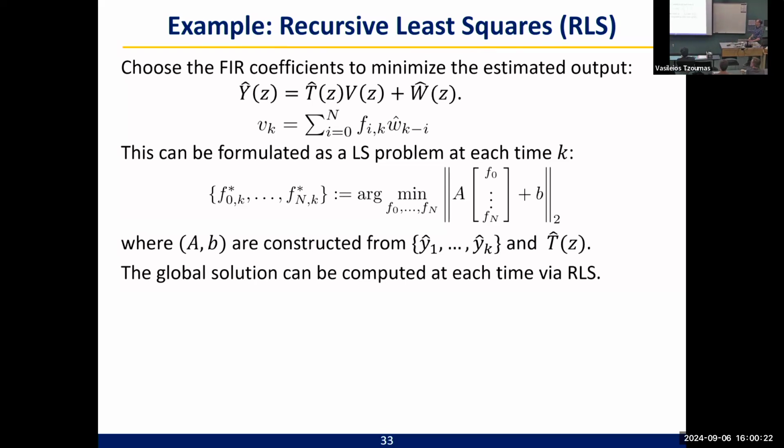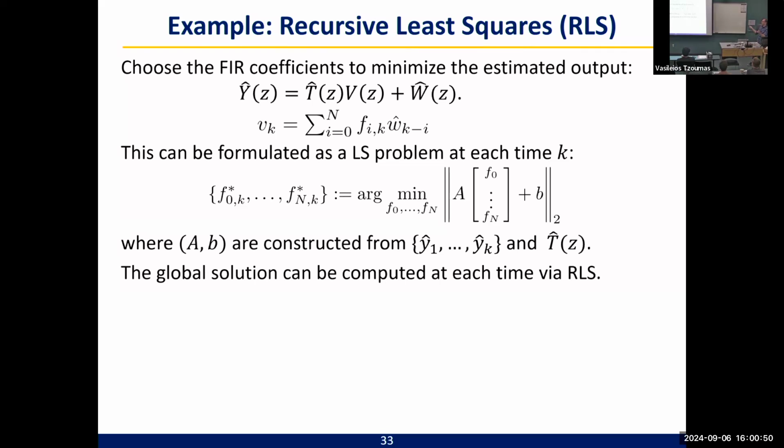Okay. Now, one thing that's happening is the number of columns of A is the number of coefficients in my FIR filter, but the number of rows depends on the time step. So at time K, I have K rows, and I have K entries of B. And so as time is going on, these are getting longer and longer. I'm getting a bigger and bigger least squares problem, but that's okay. The global solution can be computed by an iterative update at each time. That's the recursive least squares.